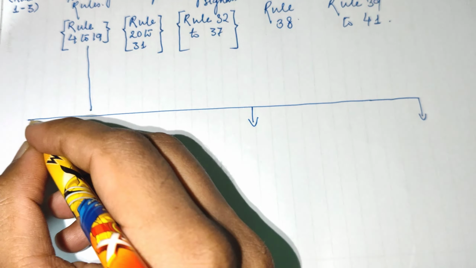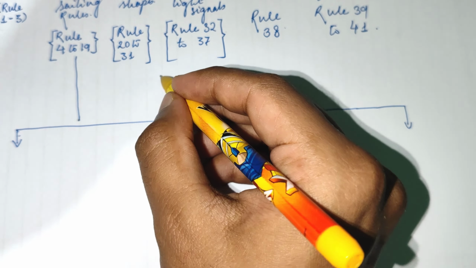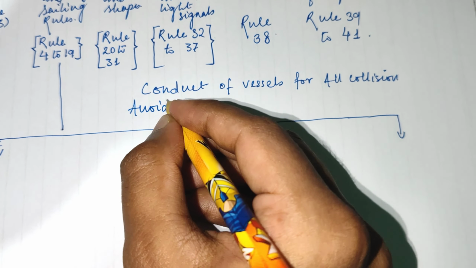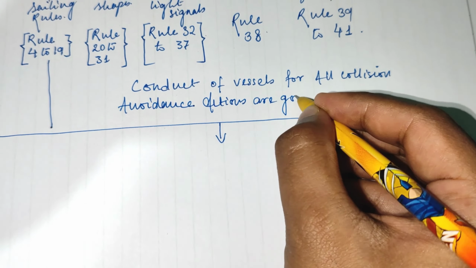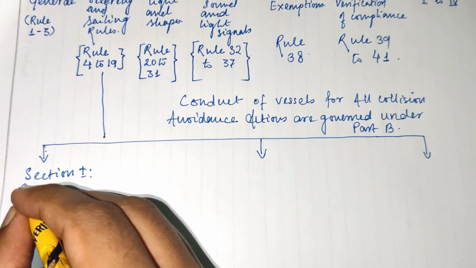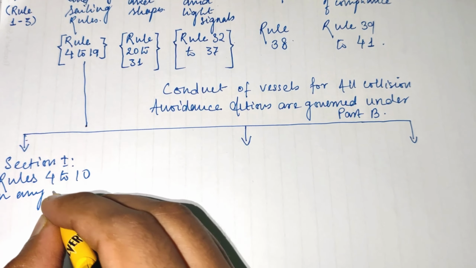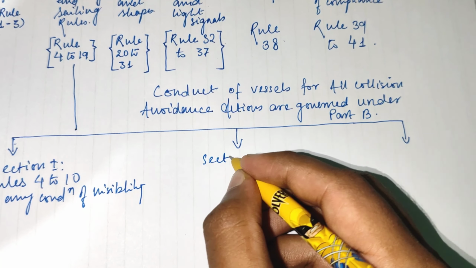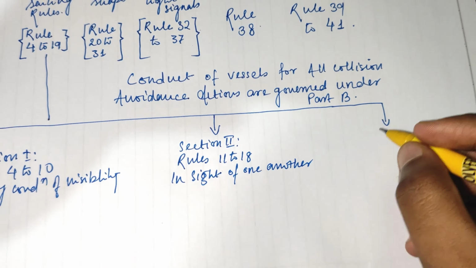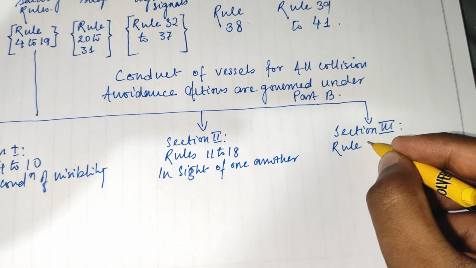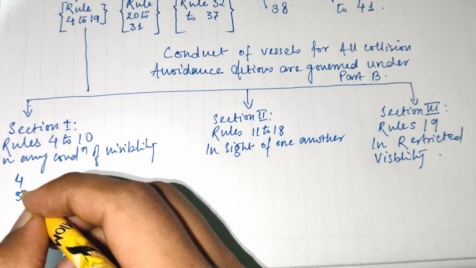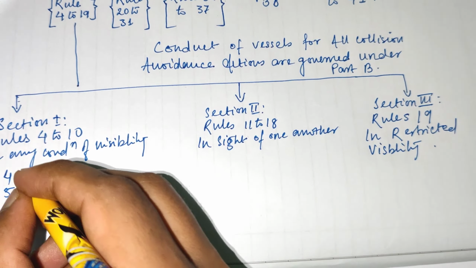Now part B is further divided into 3 sections, and this part is applicable for conduct of vessels. All collision avoidance actions are governed under part B. Section 1 contains rules 4 to 10, in any condition of visibility. Section 2 is rules 11 to 18, in sight of one another. So when vessels are in sight of one another, rules 11 to 18 apply. Then at last we have rule 19, section 3, in restricted visibility.